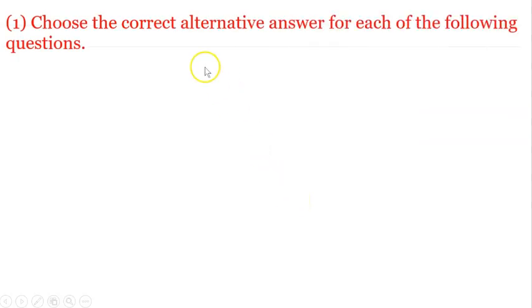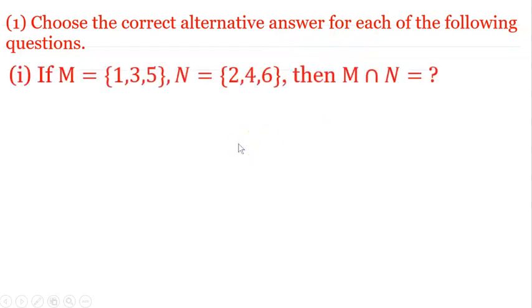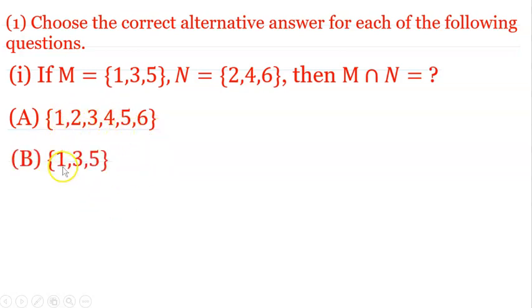Let's start. Now the first question: choose the correct alternative answer for each of the following questions. If M = {1, 3, 5}, N = {2, 4, 6}, then M intersection N, that is, the common elements between M and N. Option A is 1, 2, 3, 4, 5, 6. Next, B is 1, 3, 5, C is 5, and D is 2, 4, 6.